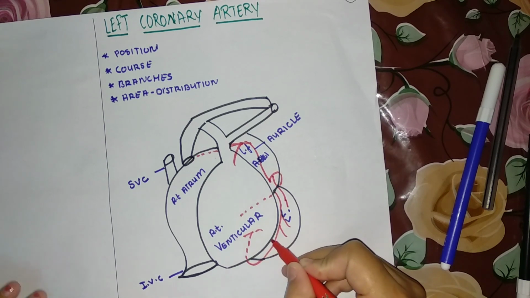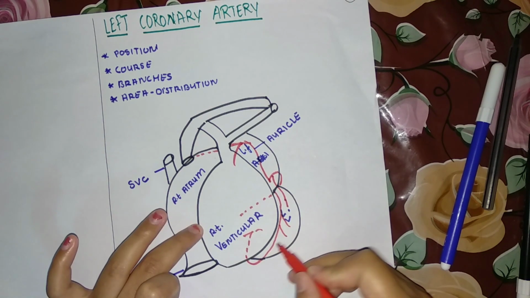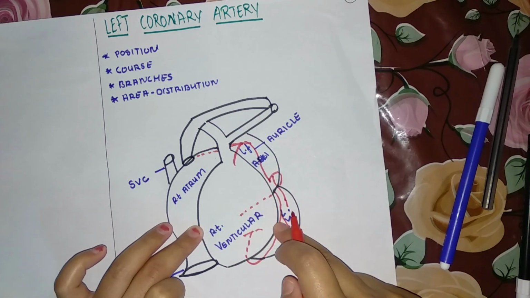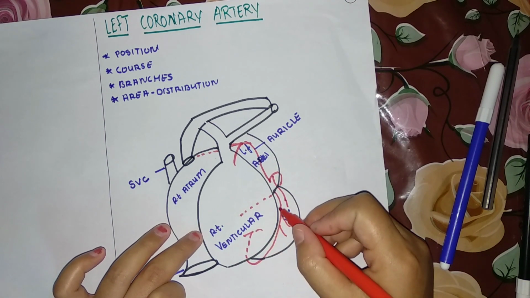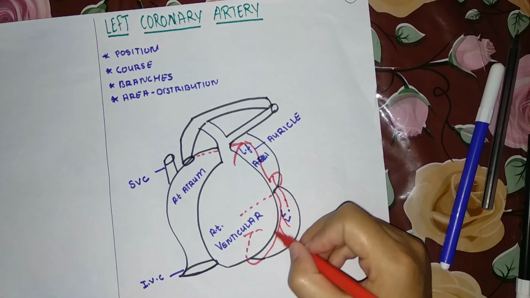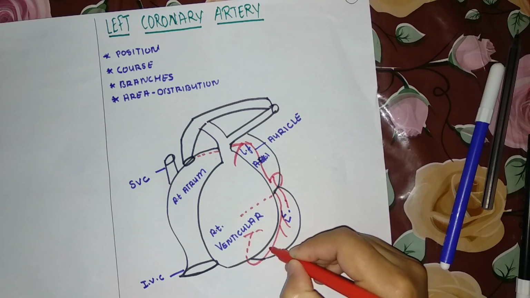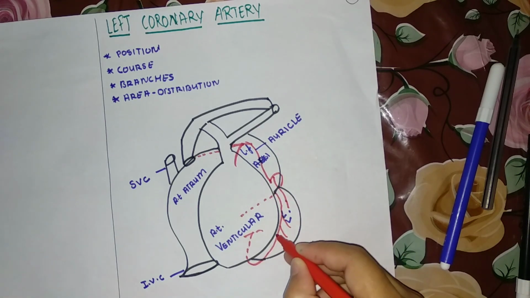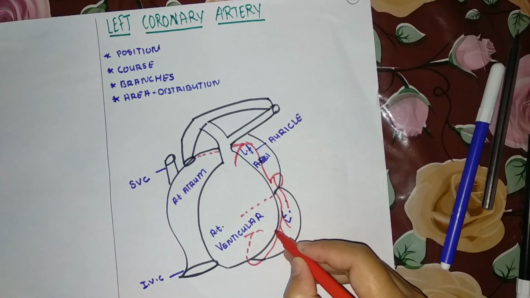Last time we studied the anterior interventricular groove on the right side. Same here, it also has a left side, which is also called the left interventricular artery or groove. This is the groove and this is the artery. The red one is the artery, and this place is the interventricular groove.